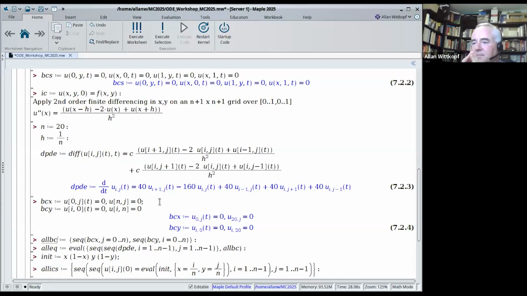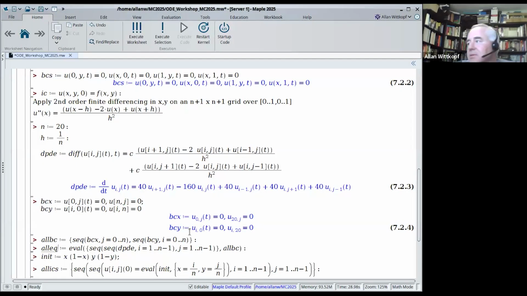And we do that here. And this just basically says that the value of U0j for all j's is 0. U20j for all j's is 0. UI0 for all i's, and so on. So this is just setting your boundary unknowns directly to 0. So we form a set of all the boundary conditions for the problem, which is a fairly big one.